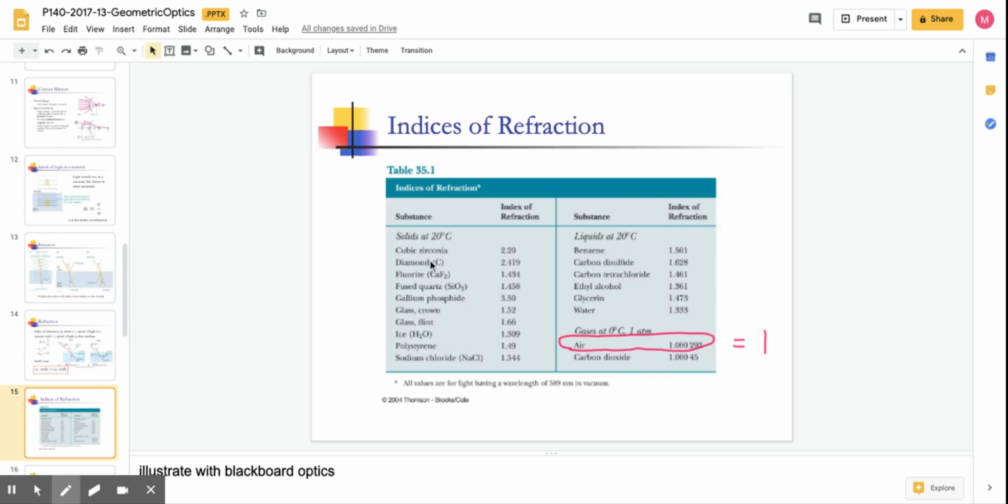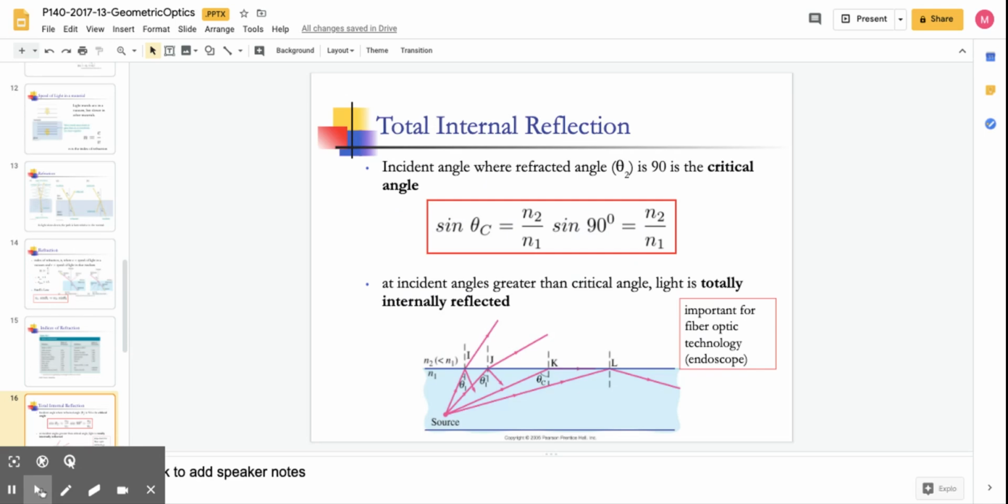But we can see we have cubic zirconia is 2.29, diamond is 2.4, glass. So we often use flint glass and crown glass. We see these two are pretty common in optics for lens making. Ice is 1.3. Water over here is 1.33. So you can just see some of the examples. We usually use glass and water when we're doing our problems in general physics. We also have the case where we have something called total internal reflection. And that's still using the law of refraction.